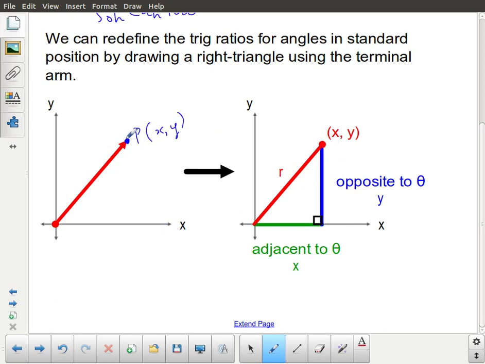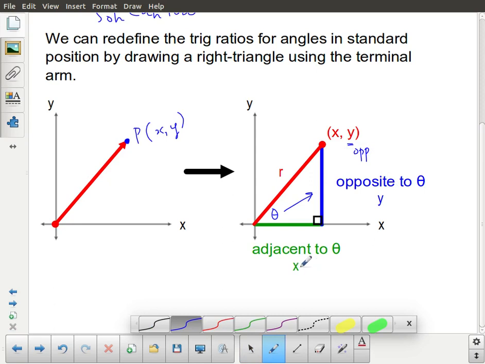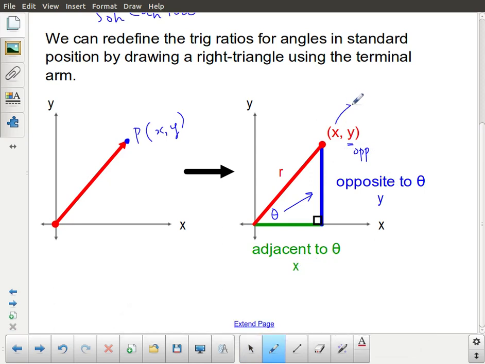But I can take that point and that terminal arm, and I can actually represent that in terms of a right angle triangle. So in this case, I would probably refer to that as my angle theta, because here's my initial arm, here's my terminal arm. For the angle theta, the opposite side to theta is just the y coordinate. So the opposite side to theta is the same as the y coordinate of the point, and the adjacent side to theta is just the x coordinate of the point.